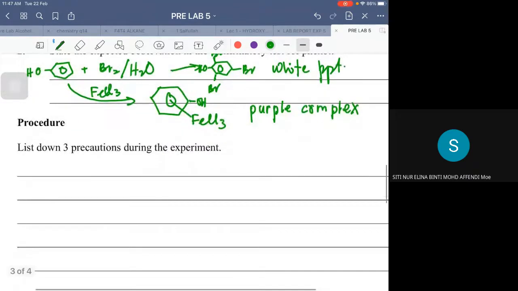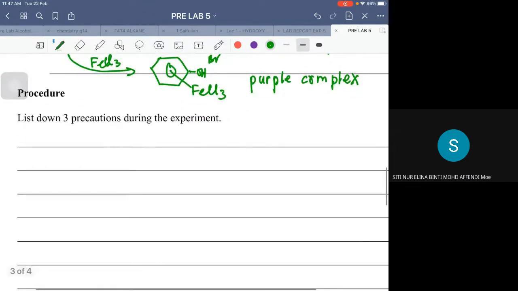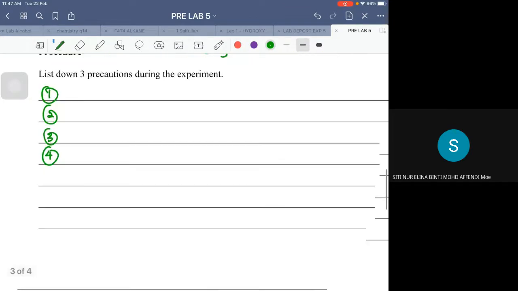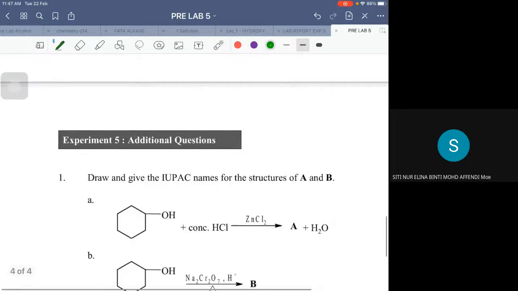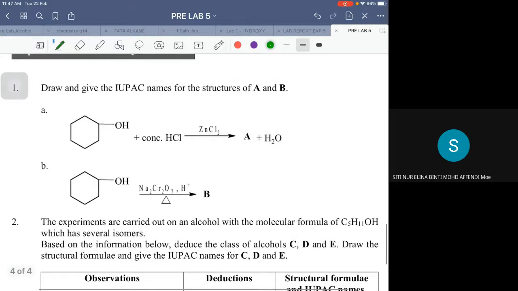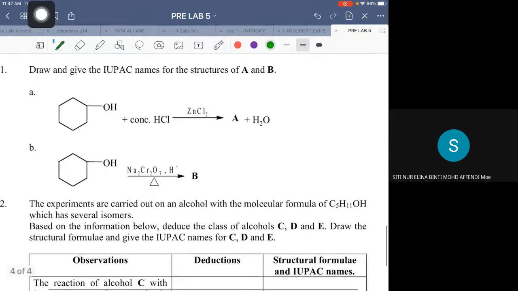List 3 precaution. Bukan 3 je, 4 saya dah bagi tadi. Okay. Okay, habis. Right. This one, important thing. Draw and give the IUPAC name of the structure A and B. IUPAC name A dengan B.